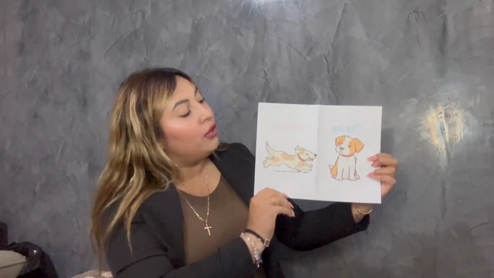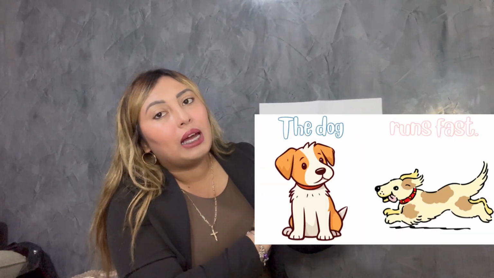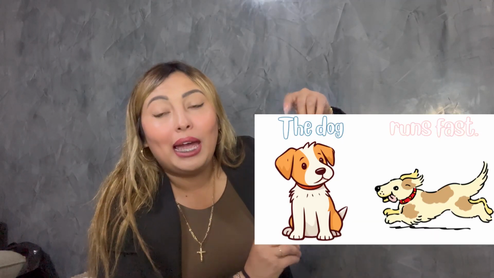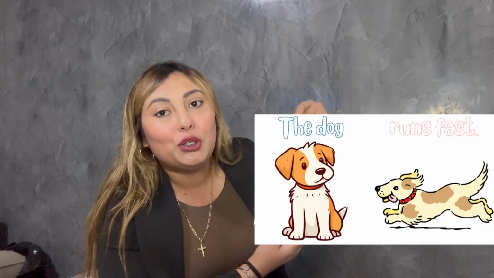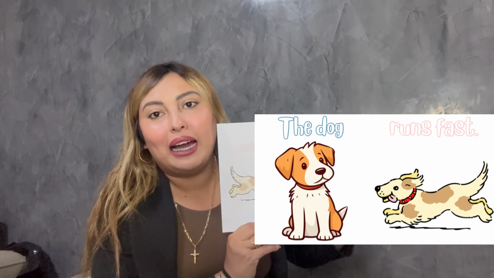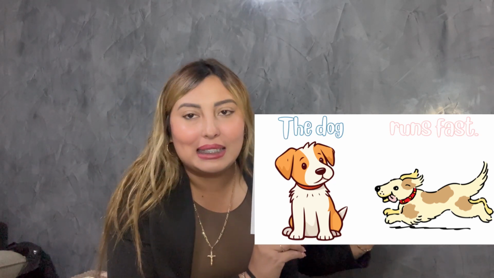The first example we have is: the dog runs fast. So we know that our subject would be the dog, and the predicate, the thing that they are doing, runs fast. Running fast would be our predicate, and that is how we make a complete sentence.